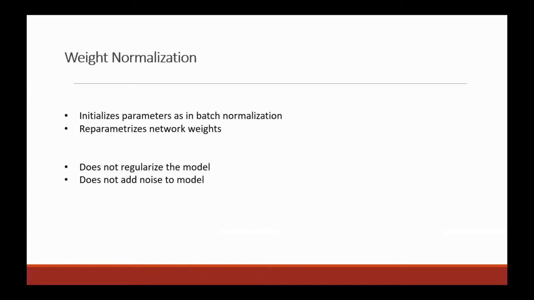This model, weight normalization, consists of two main parts. The first part is somewhat similar to batch normalization, and it tries to set the initial parameters in such a way that we get some benefits of scaling, almost the same as batch normalization. And the most important part is reparameterizing the network weights in a way that it doesn't regularize the model and doesn't add noise to the model.